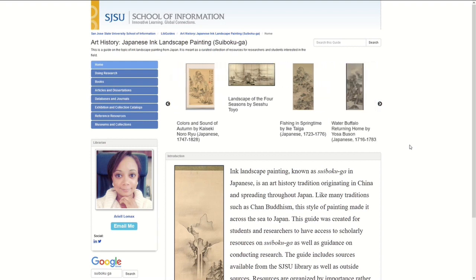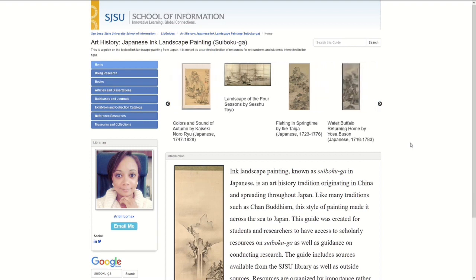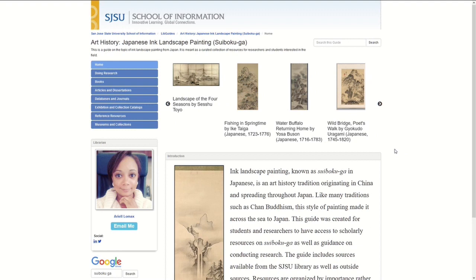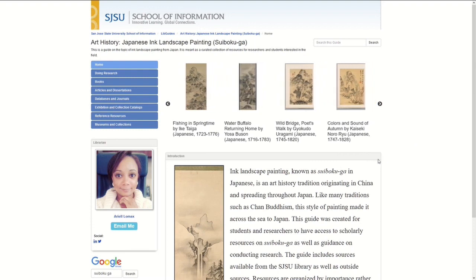For this project, I decided to make a LibGuide. It is something I have always been interested in, and it was a great learning experience. My undergraduate studies were on East Asian art history, and I planned to become an Asian art history subject expert, so this was the perfect opportunity for me.